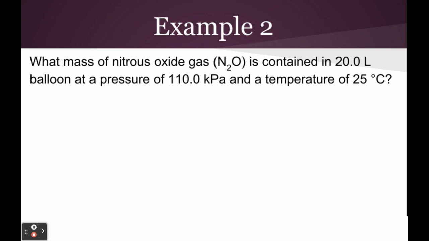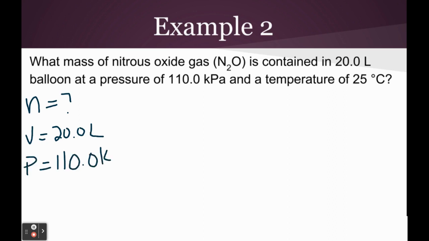Example number 2 says, what mass of nitrous oxide gas is contained in a 20 liter balloon at a pressure of 110 kilopascals and a temperature of 25 degrees Celsius. So we're looking for mass. So using the ideal gas law, we're going to solve for moles, and then we will convert that to grams. So our volume is 20 liters. Pressure is 110 kilopascals, and temperature is 25 degrees Celsius, and then our gas constant.